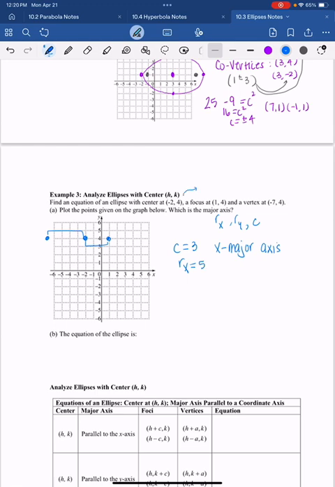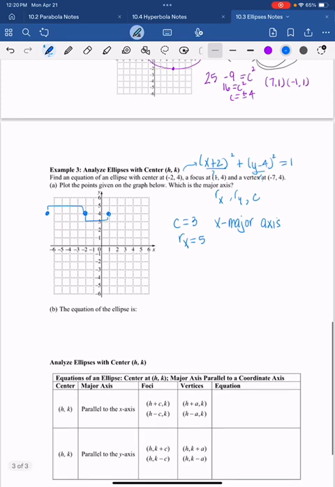So the center is at negative 2, 4. So that's going to be x plus 2 squared plus y minus 4 squared. And that's going to equal 1. And I have to do something in the denominator. Okay, well, if my x radius is 5, then I know I'm going to have x plus 2 squared over 25 plus y minus 4 squared over something. I got to figure out what the y radius is.